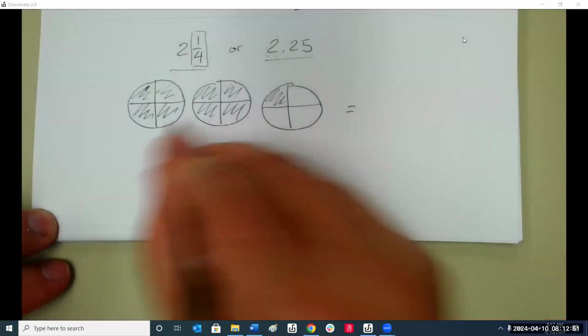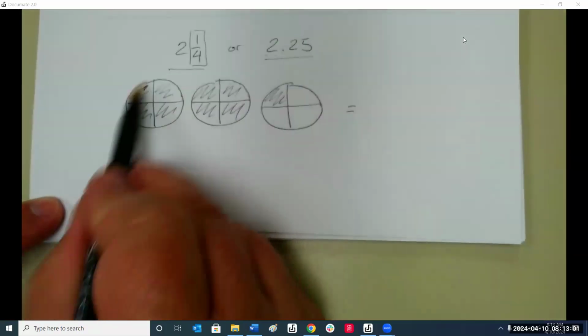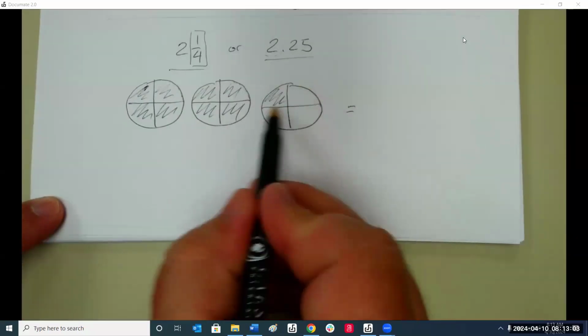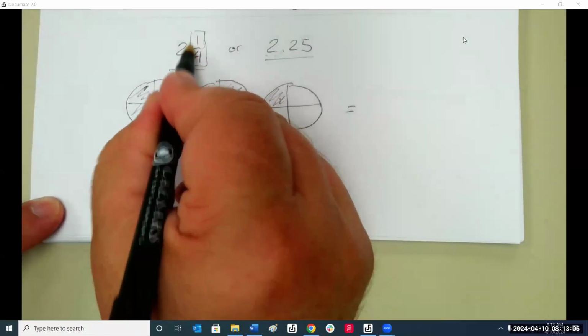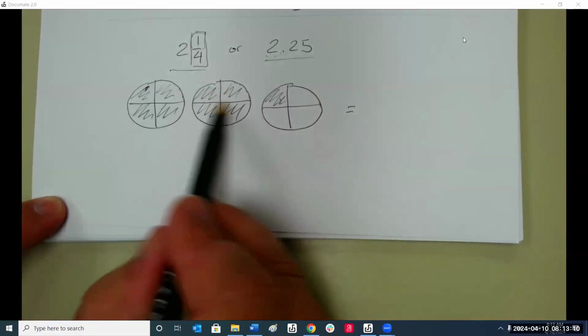What's another way of reading this? We started off with 2 and 1/4. So we have 2 full ones, and one of them only has one piece completed out of the 4 pieces. So we have 2 of them that have all 4.